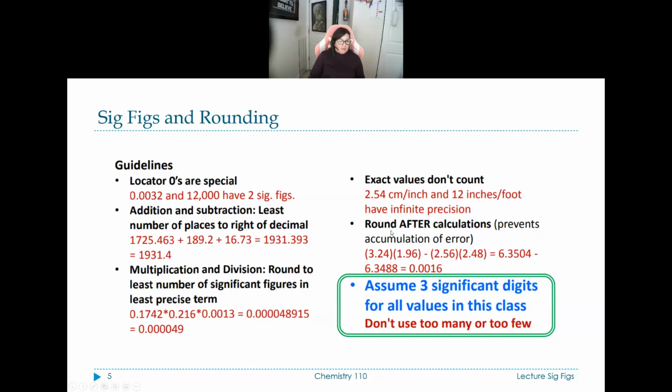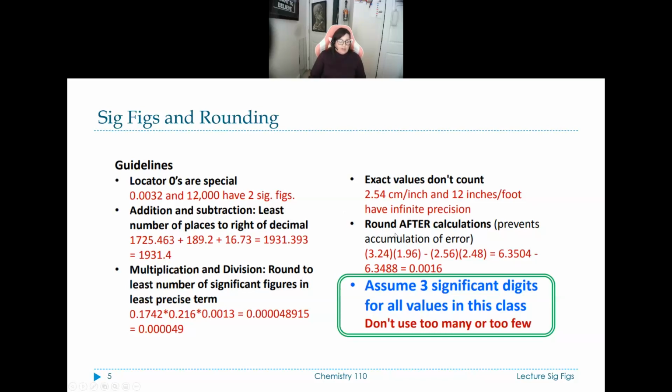All right. Some of the things that we talked about, exact values don't count, and these are typically conversion factors or counting numbers. So 2.54 centimeters per inch, 12 inches per foot have infinite precision. So we're not going to worry about those numbers in looking at our sig figs.